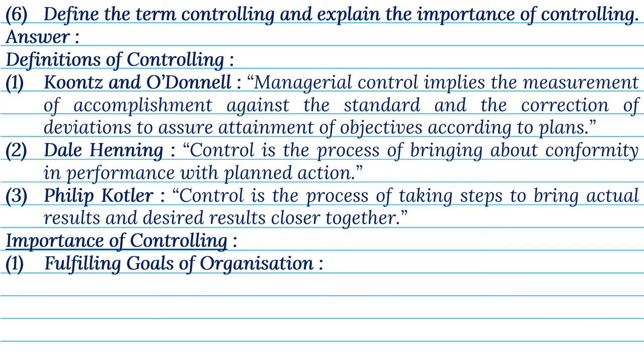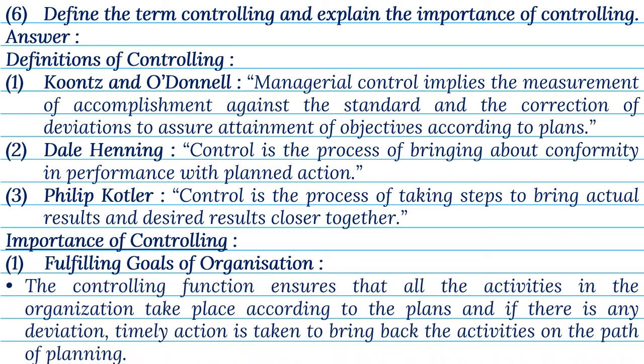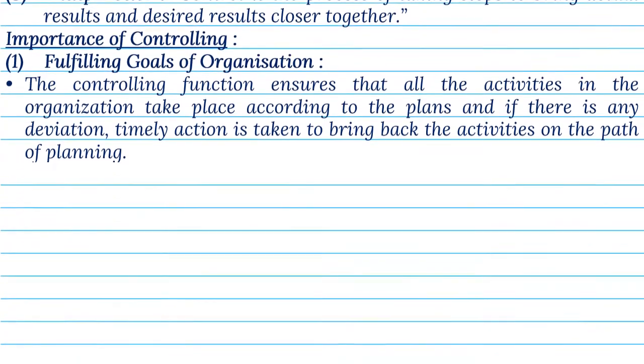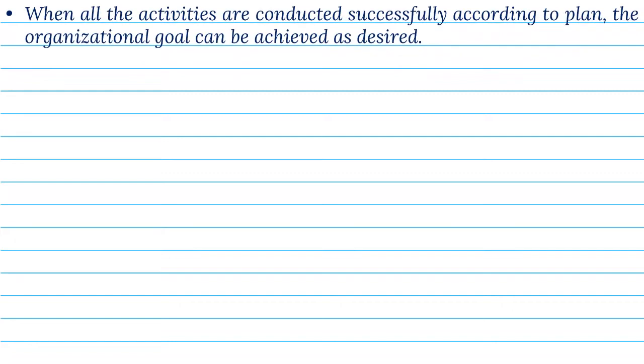1. Fulfilling goals of organization. The controlling function ensures that all the activities in the organization take place according to the plans, and if there is any deviation, timely action is taken to bring back the activities on the path of planning. When all the activities are conducted successfully according to plan, the organizational goal can be achieved as desired.